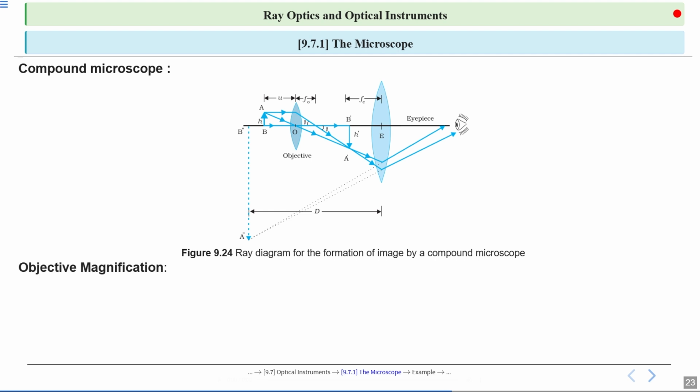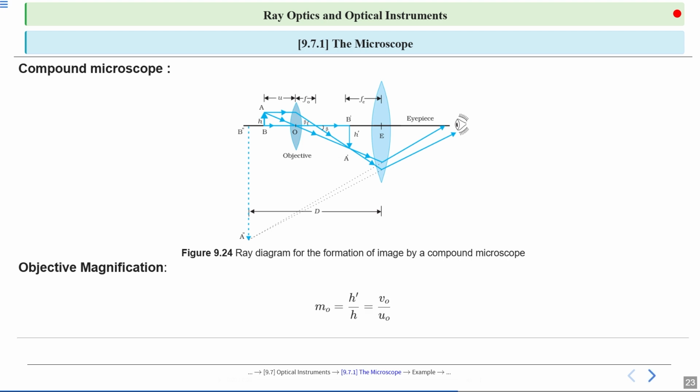Now let's talk about objective magnification. This is a key concept in understanding how microscopes work. The objective lens is responsible for the initial magnification of the specimen. It's important to grasp how the magnification is calculated as it affects the overall magnification of the microscope.